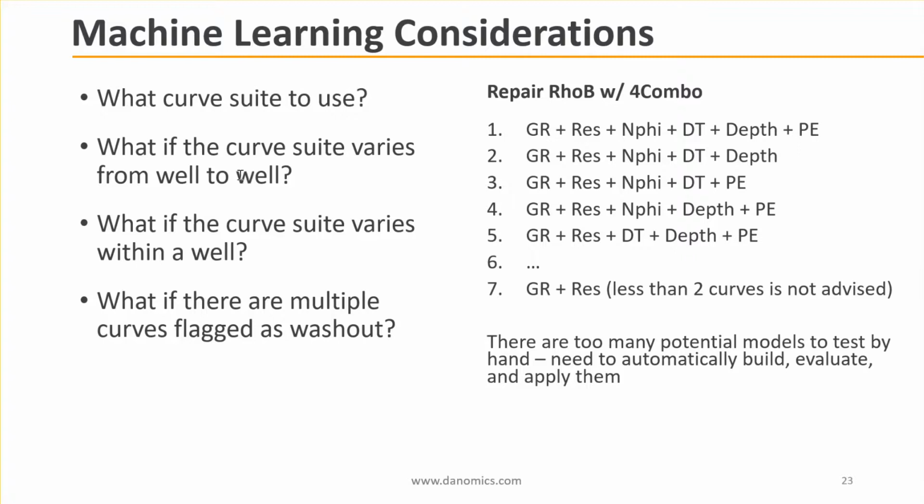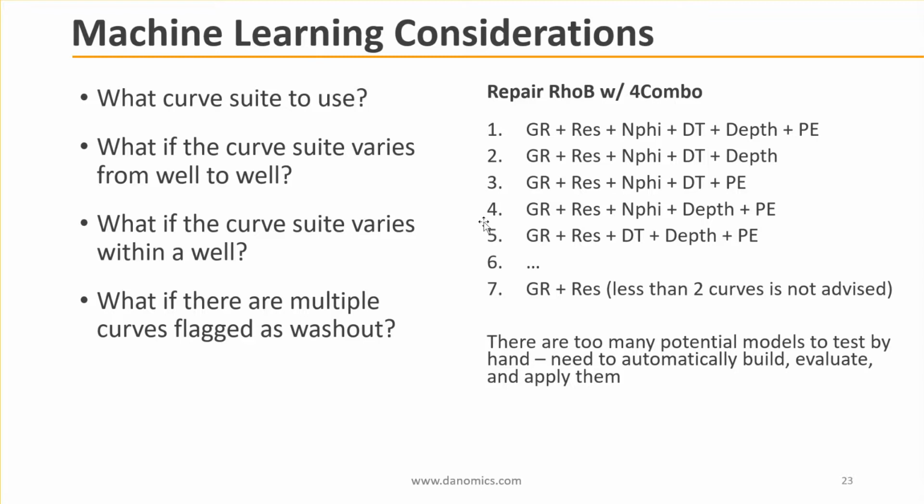With machine learning, of course, there's the question of what curve suite to use. What do you do if that varies well to well? What if it even varies within a well? What if in the top half of the well you have a sonic curve, but deeper in the well you don't? Hopefully your software solution handles that for you.